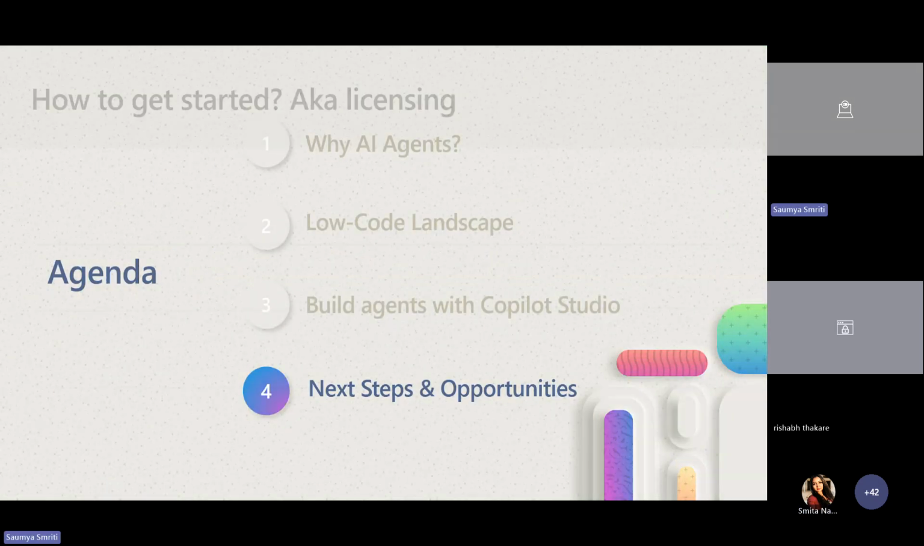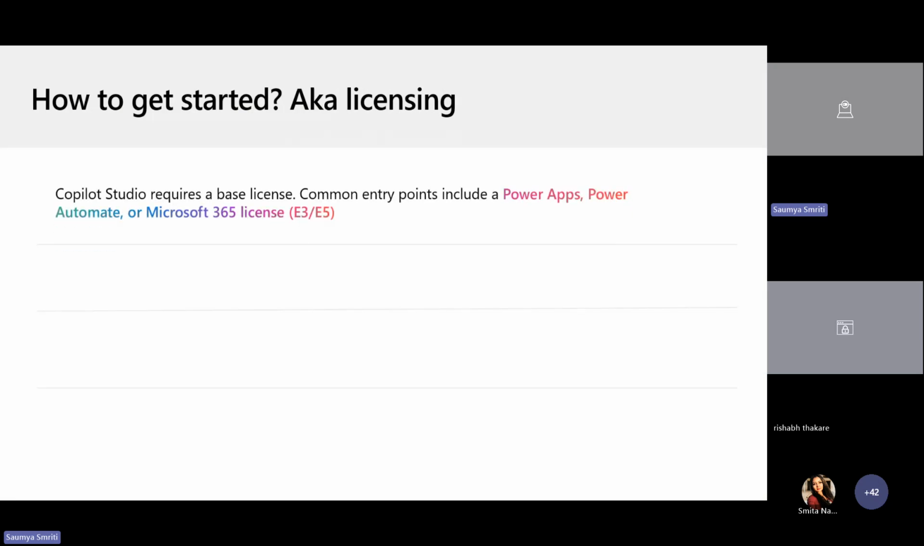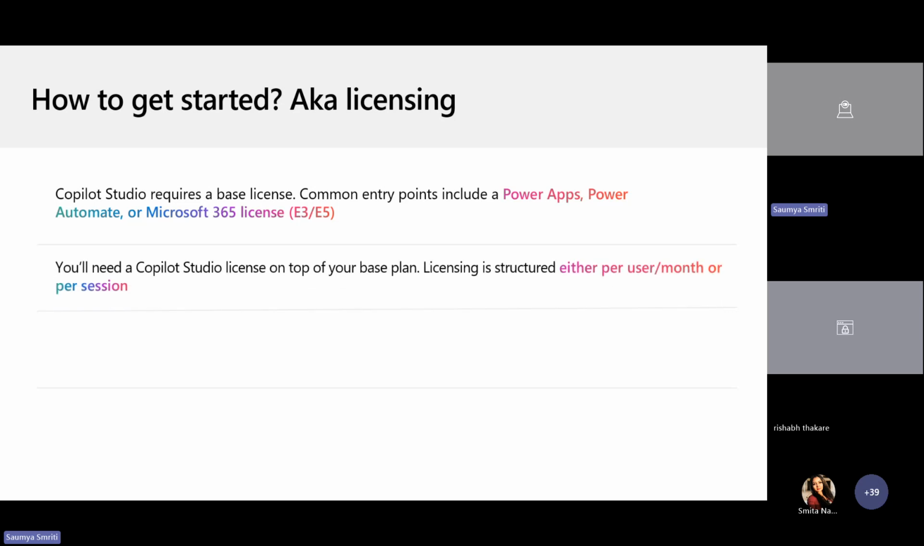Perfect. So I wanted to close this off with some important portions of the licensing. We have Power Apps and Power Automate and the Microsoft M365 license, which is called the E3 or the E5 license. That includes the base license of Copilot Studio. So if your organization has this, you will most likely be able to access Copilot Studio. You can also have a top up plan over the base plan, and it will be either per month or per session. That is how the licensing will be structured.